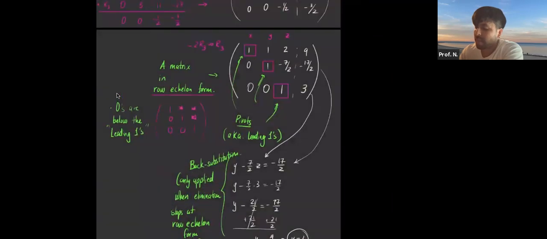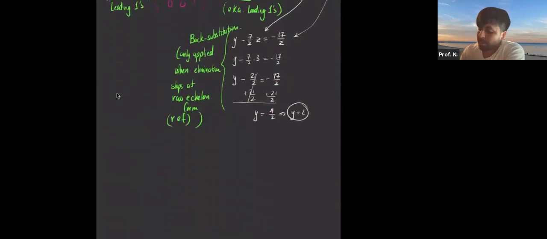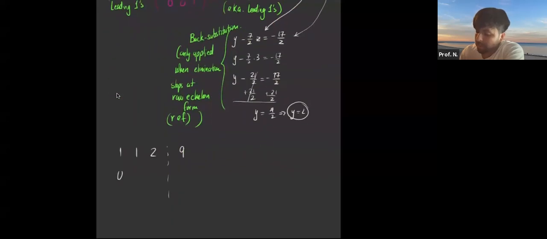So we have this matrix: 1, 1, 2, 9. Then you have 0, 1, -7 halves.